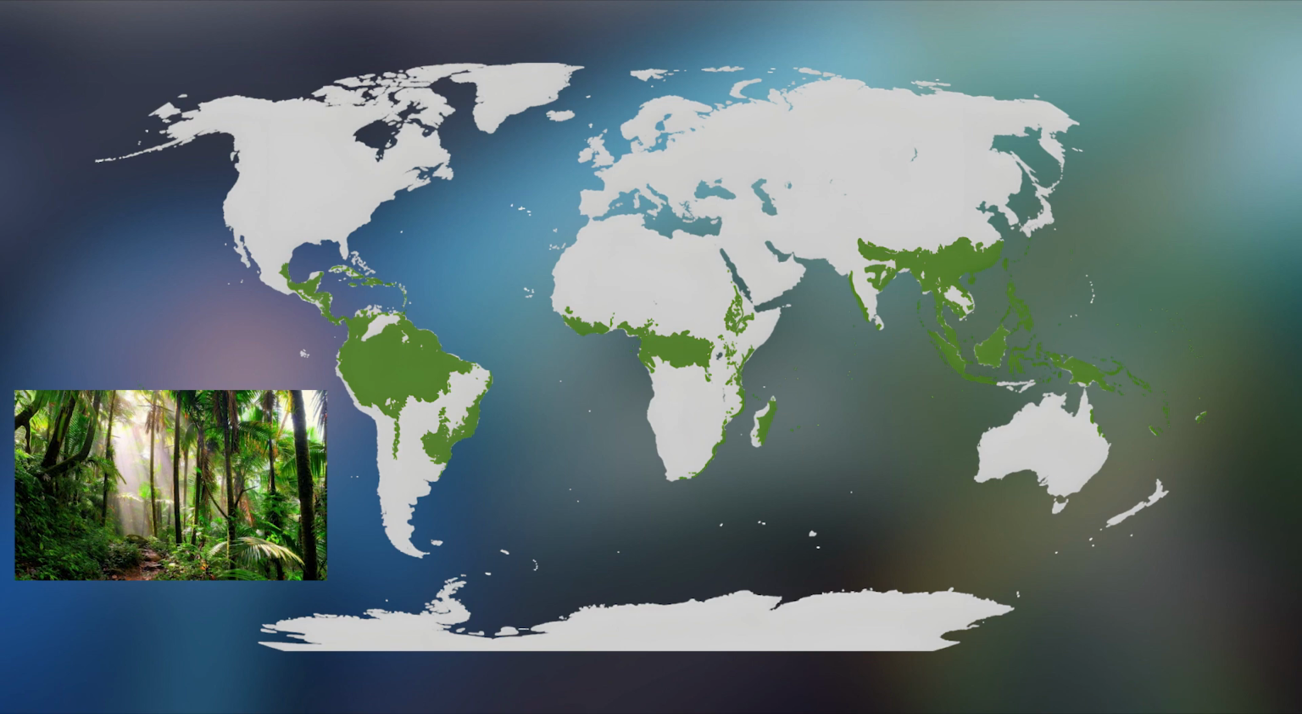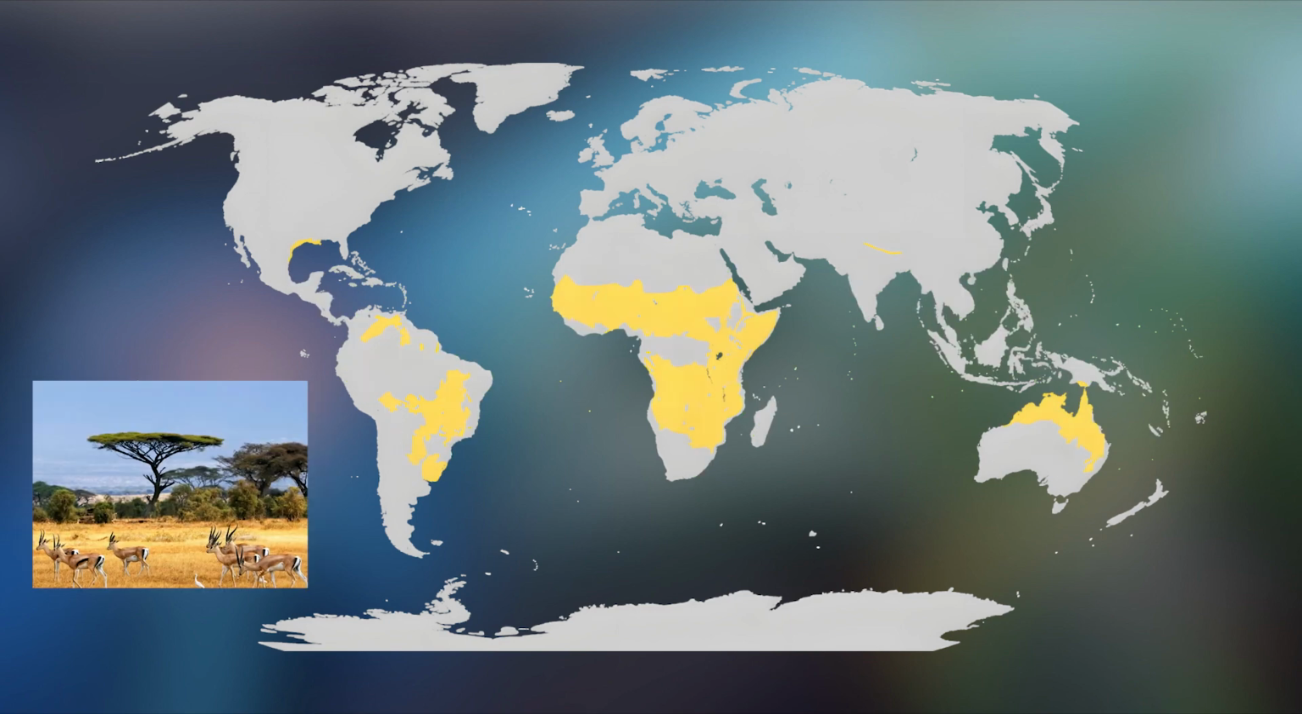So that's the first biome that I wanted to talk about, the tropical rainforest. That's one that many people have heard of. Another important biome that many people have also heard of is the tropical savanna. These are grasslands that are located in semi-arid to semi-humid regions of subtropical and tropical latitudes.